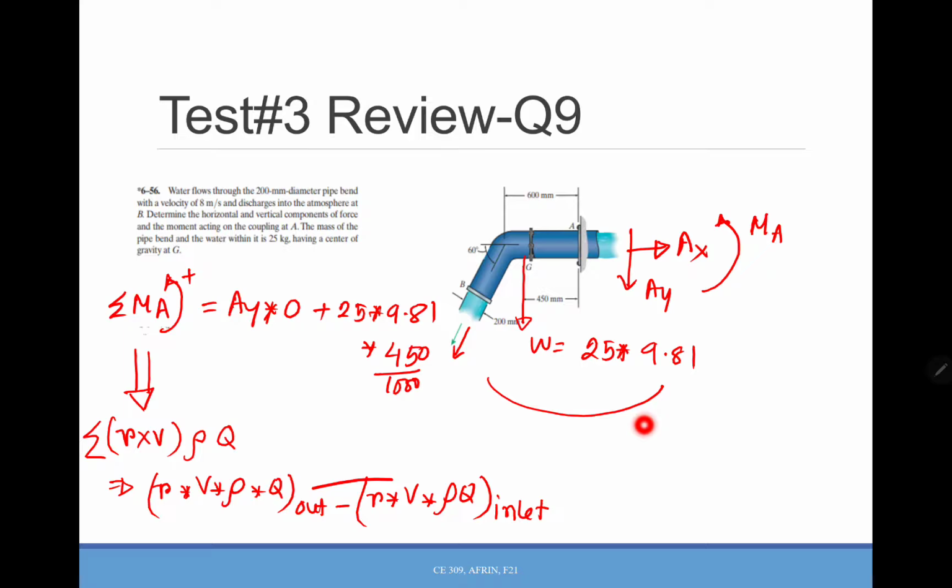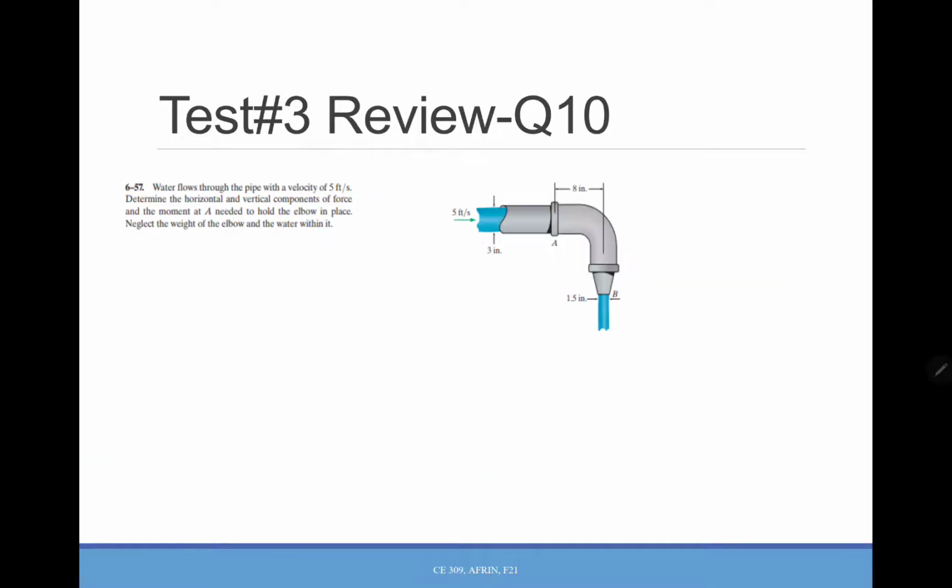And we have one more problem we need to solve, which is question number 10. It is kind of the same, but this time the area is changing here, so the velocity will change. Water flows through the pipe with a velocity of 5 feet per second. Determine the horizontal and vertical component of the force and the moment at A needed to hold the elbow in place. Neglect the weight of the elbow and the water within it.